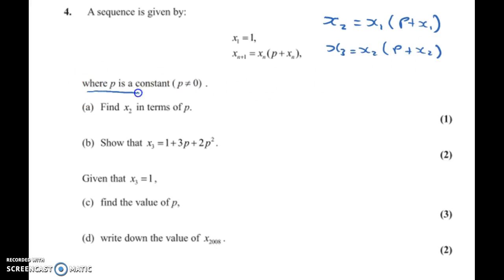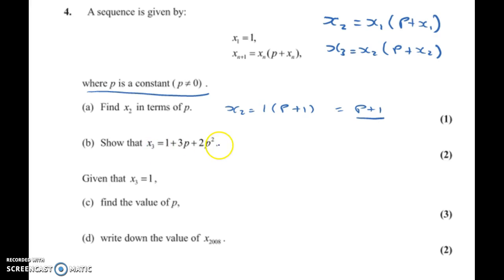This line here, where p is a constant, p is not equal to 0, will become very important later on in the question. So it is important, I'm going to underline it now. Find x2 in terms of p. So we have x2 equals 1 bracket p add 1, which is just p add 1.